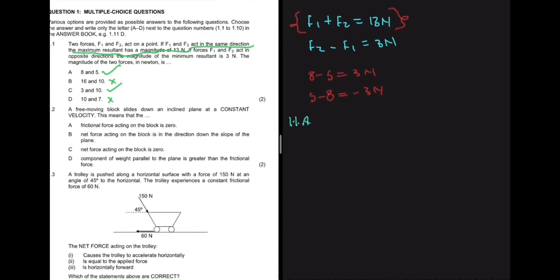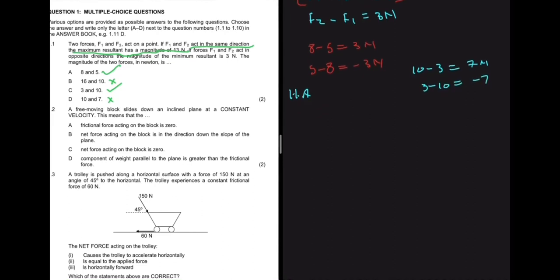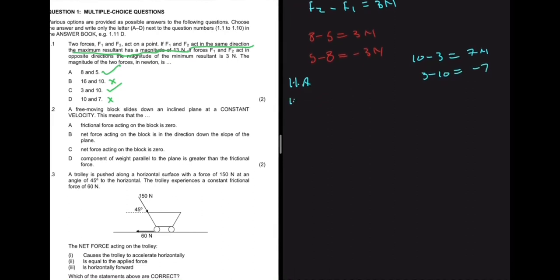But let's also look at C and see if it can satisfy our equation. So for C, we have 3 and 10, right? Clearly, 10 minus 3 is equal to 7 newtons, and 3 minus 10 will be equal to minus 7. So only A satisfies our conditions. Now we can look at 1.2.